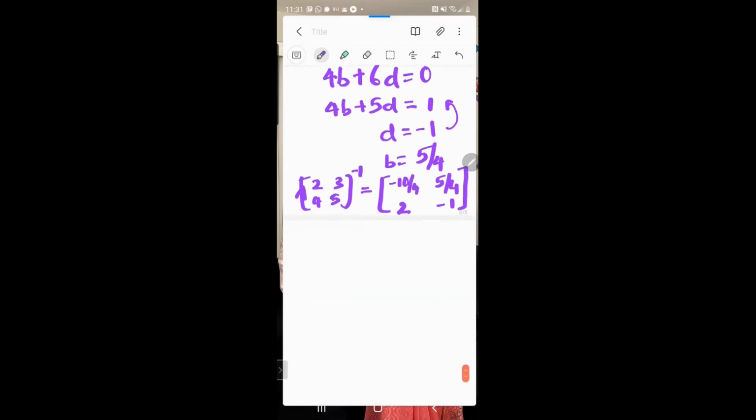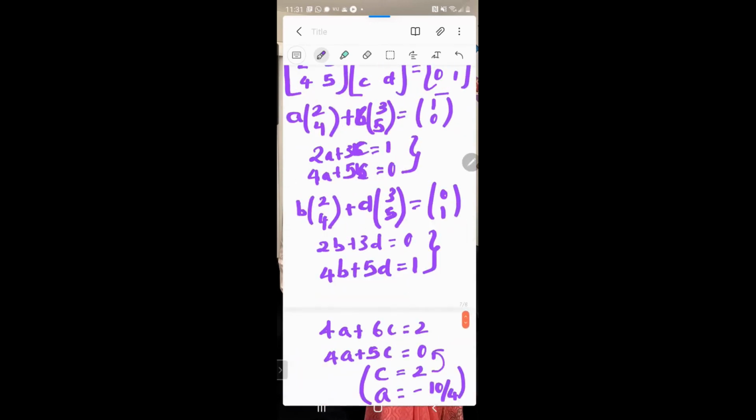Now, is this clear? Like how we calculated the inverse of this matrix? Does anyone have a question? No. Okay. So let's start from here.